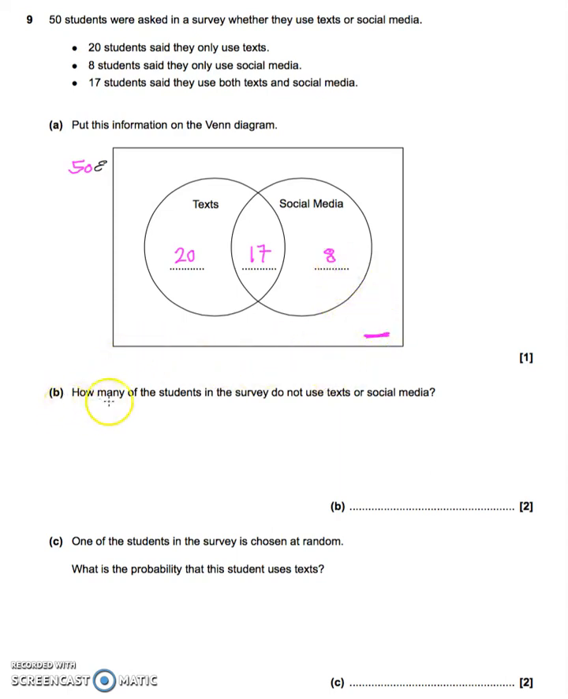But in part B, it says how many of the students in the survey do not use text or social media. So that is this number here. That's the one we would be looking for. For some reason they haven't put a space for us to put it here. They're just working it out in a separate question.